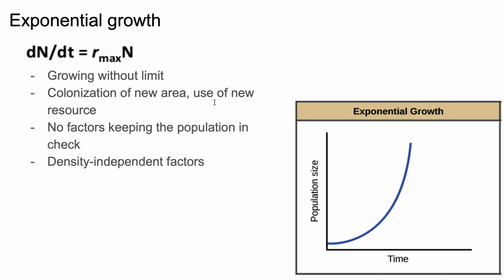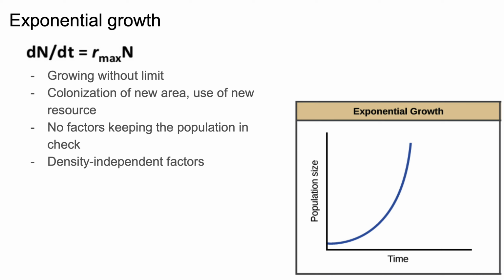So our populations can grow exponentially or logistically. And we're still using that same equation, we're just manipulating it a little bit. So exponential growth is growth without limit. So we're just increasing in population size with no end in sight.